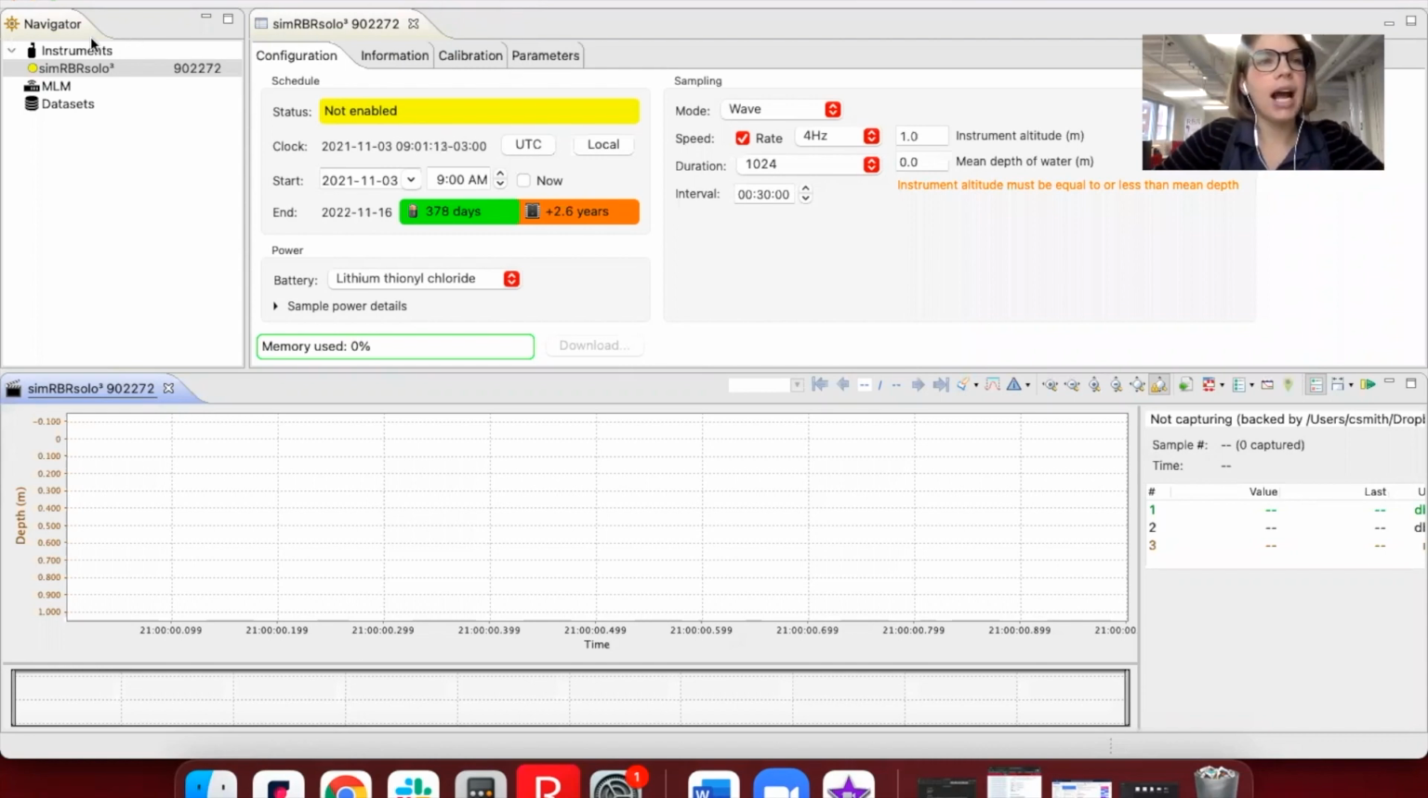So here in Ruskin, I've simulated an RBR Solo D Wave 16. So it's one of our common wave loggers. And over here, you can see we have a couple of parameters we can input.